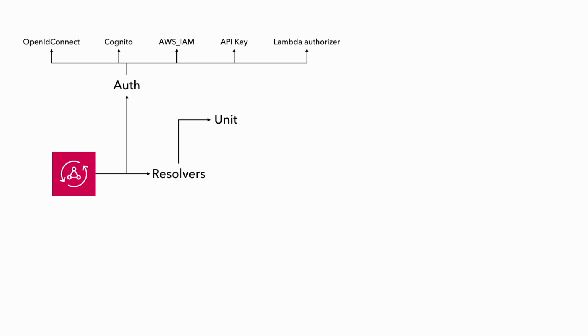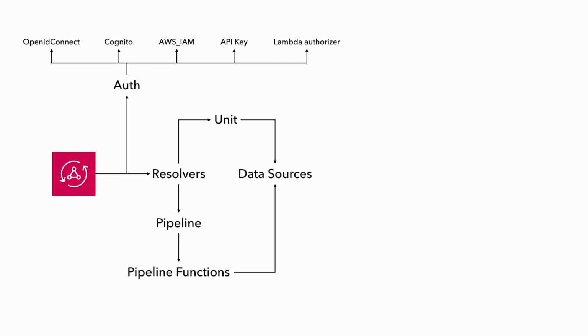There's the unit resolver, which is the most common resolver as you see, and it lets you perform a single action, such as to do a get item operation against DynamoDB. And then there's the pipeline resolvers, which lets you chain a series of pipeline functions together so that you can perform multiple operations in a sequence inside a single resolver. Both of these resolvers act on data sources, such as Lambda functions or DynamoDB tables. And to fetch data from these data sources, you have to write request templates in VTL, which is not everyone's cup of tea, to put it mildly.